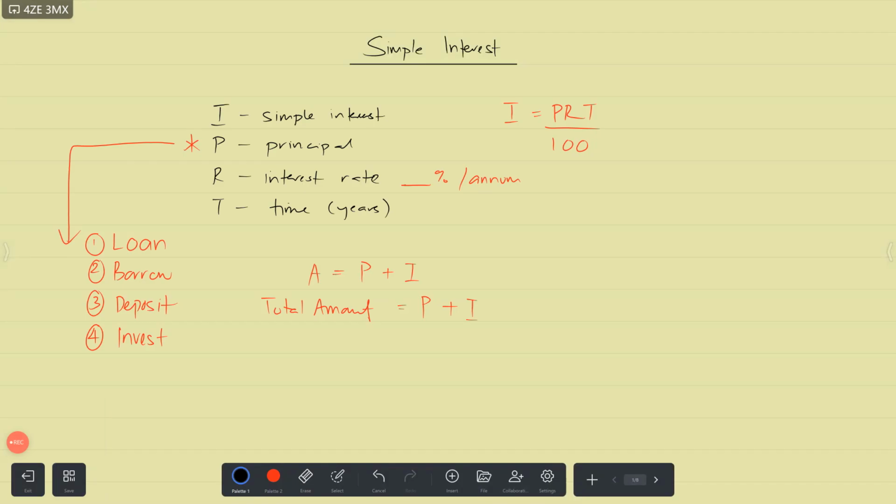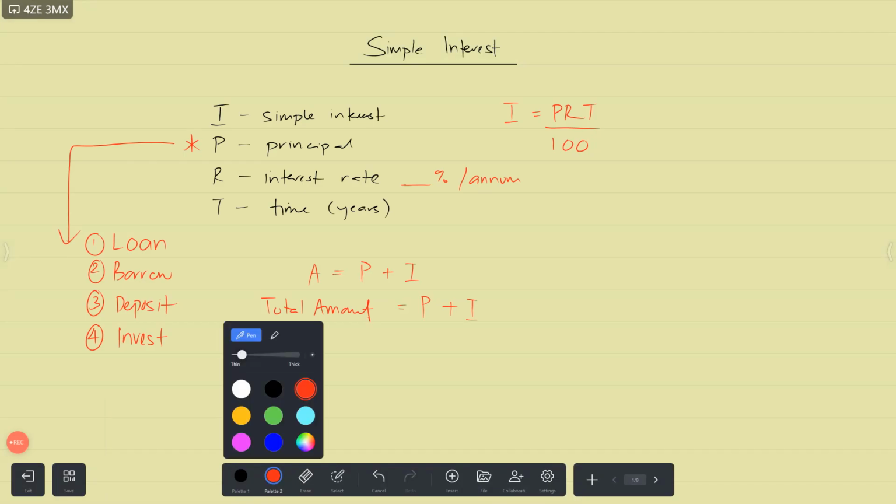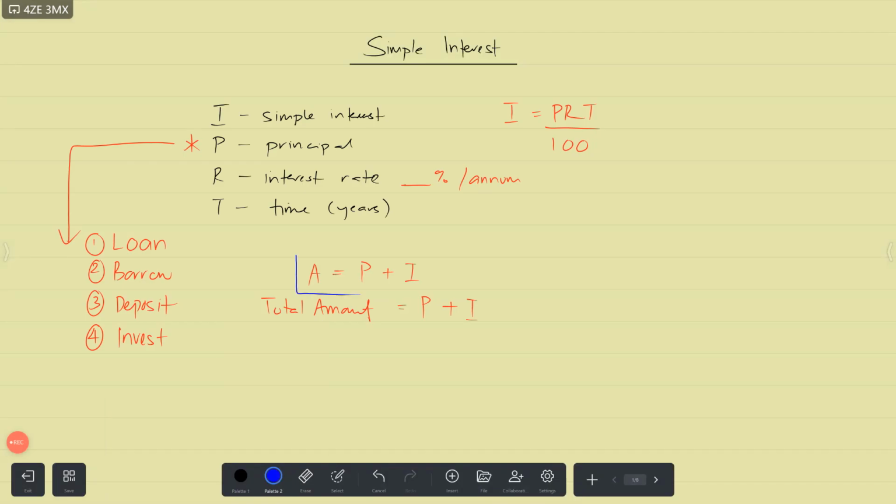This formula in the blue box up here is something that you need to remember. It's not really a formula basically. To me, it's just a reminder of what you need to remember. Okay, total amount is equal to the principal plus the interest. All right. So in a gist, this is simple interest and the formula.